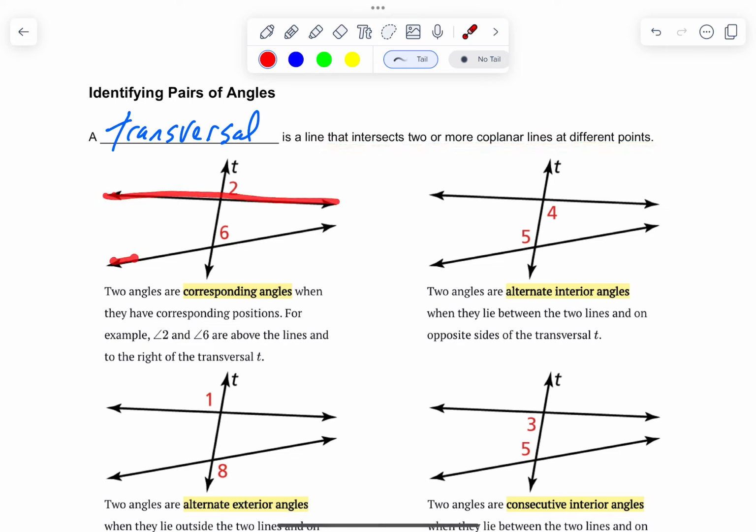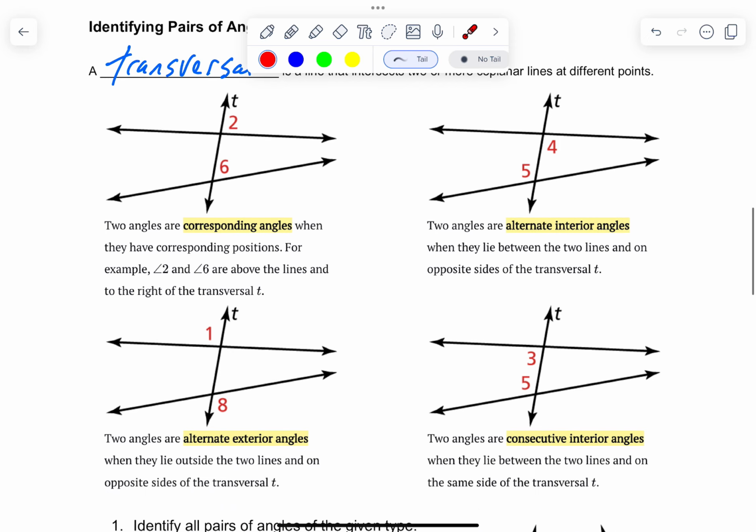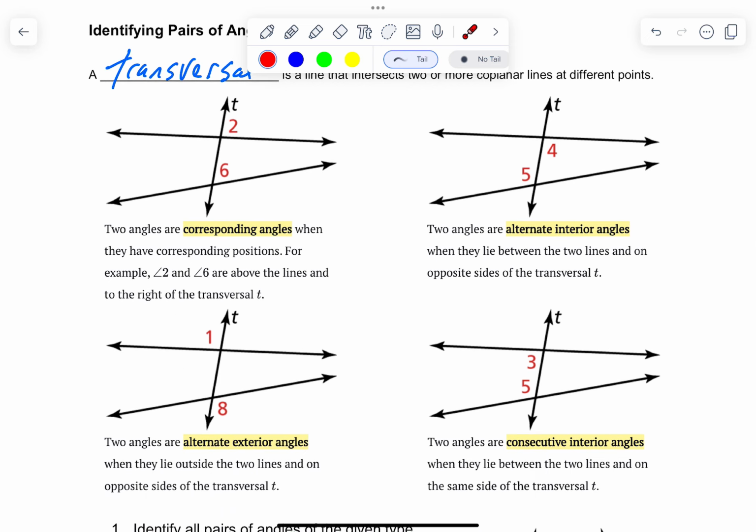So these are my two lines. T is the transversal. Okay, and it's the same setup everywhere. And in the future, we're going to look at transversals that cross parallel lines. But for now, we're just thinking about any two lines, transversal goes through them. And we have four different sets of angle pairs that we're going to be talking about.